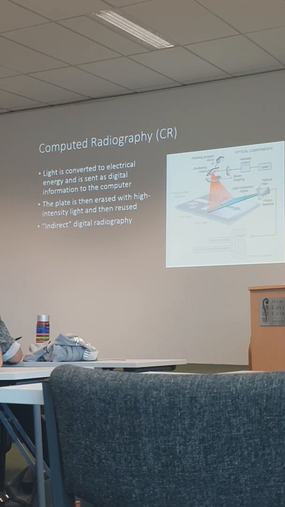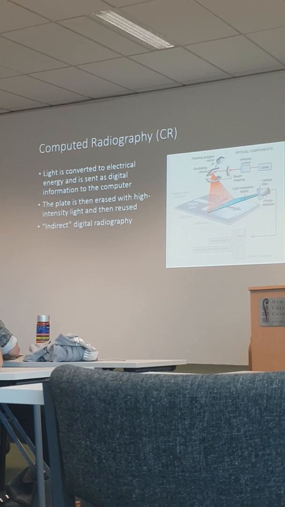Moving on to some of the digital X-rays. So this is computed radiography. This is the one where you have to take the receptor out and then put it into a laser reader, and it reads it and then erases it. This is called indirect digital radiography. So you still have to do 2 steps to get the image.